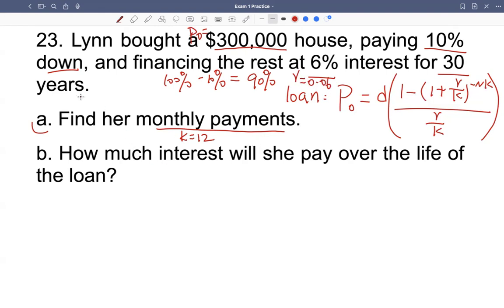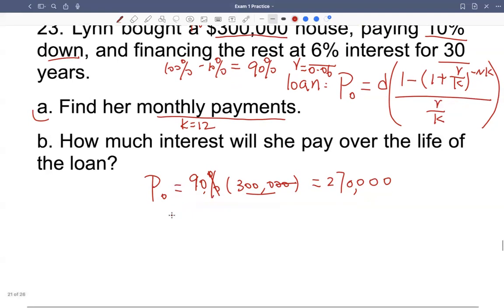So 10% down, then 90%. So P naught, the loan amount, should be 90% of 300,000. Right. So this percentage sign kills two zeros from here. Then we have 3 times 9, 27. Then I have 1 zero, 3 zeros following. Oh no, 4 zeros, because here we have 3 or 4 zeros. So that means Lynn needs a $270,000 loan.